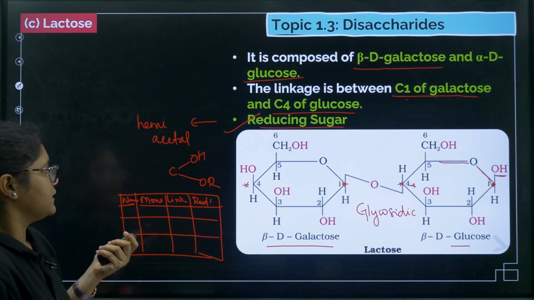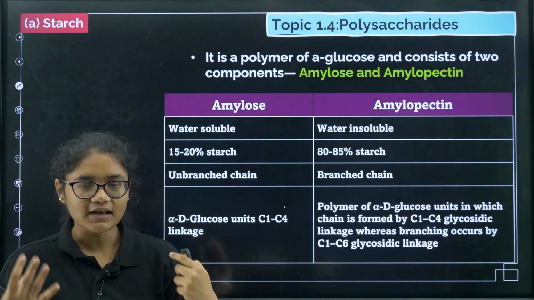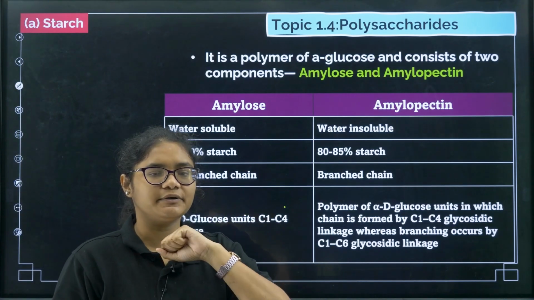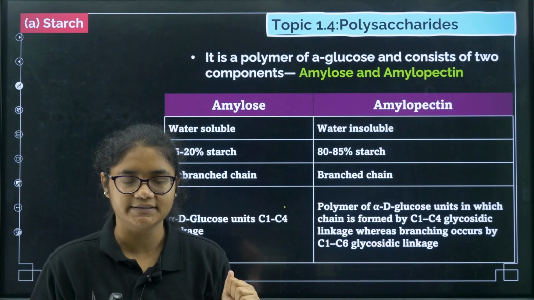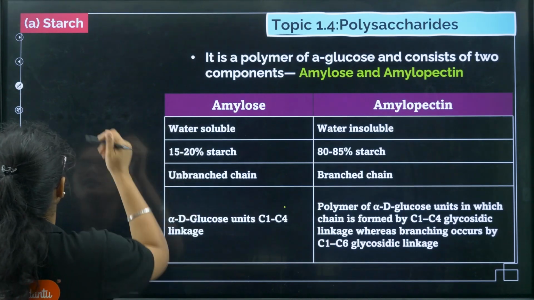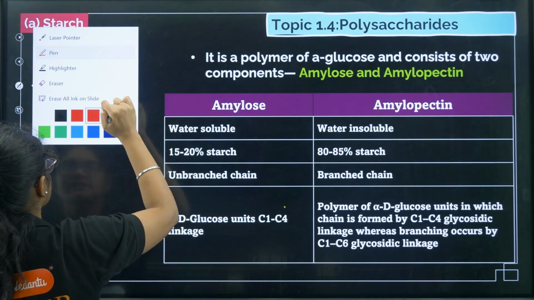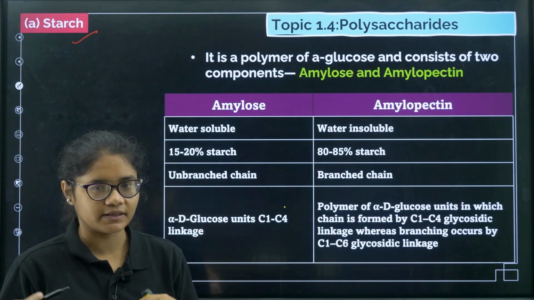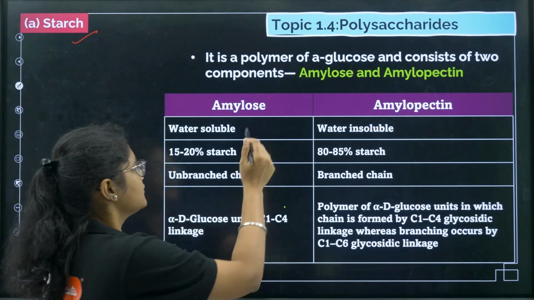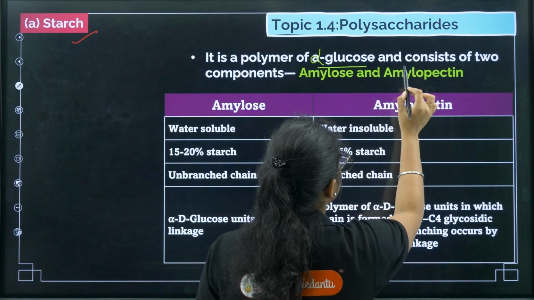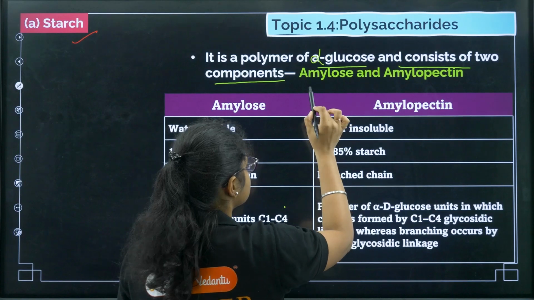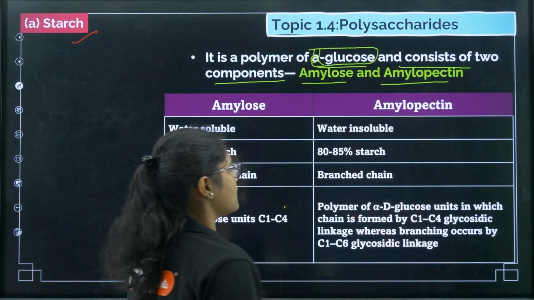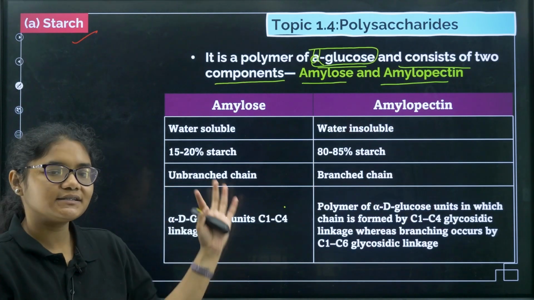Okay, fine. Now let us go to the last topic, that is polysaccharides. Polysaccharides, as I told you, when you break these saccharides, we get many monosaccharide units. So our first polysaccharide is starch. Starch should be made up of some monosaccharides. It is a polymer of alpha glucose and consists of two components. The monosaccharide is alpha D glucose, but it has two components, one is amylose and another is amylopectin. What is the difference between these two?